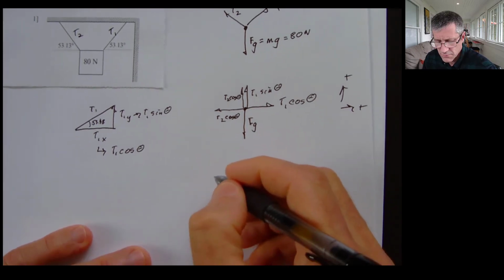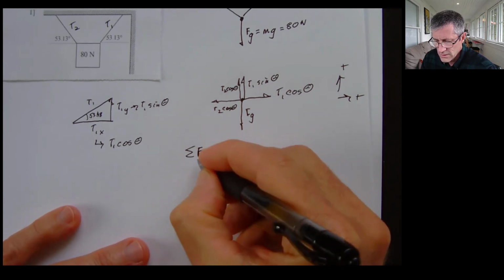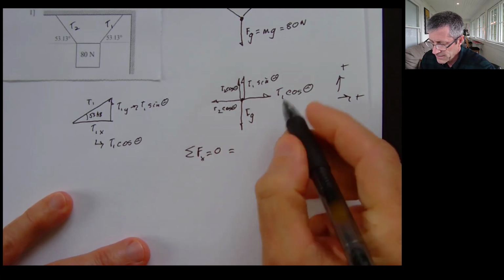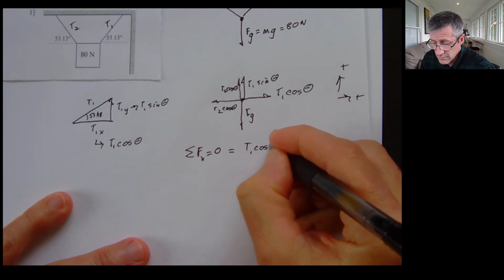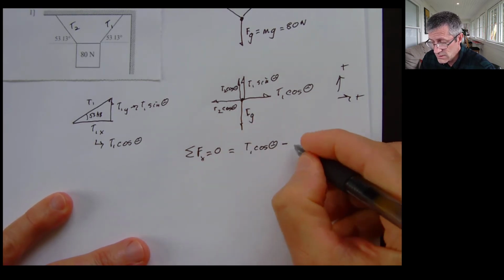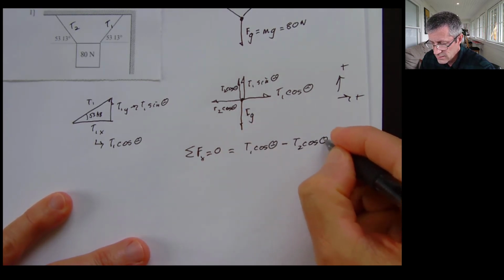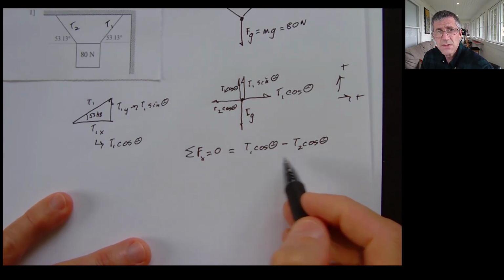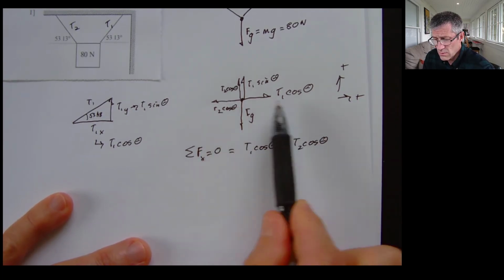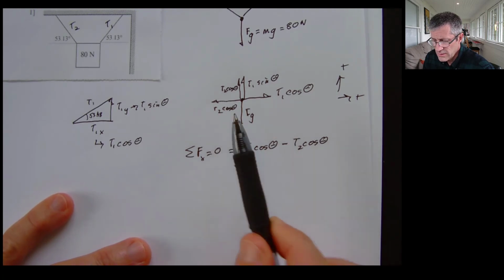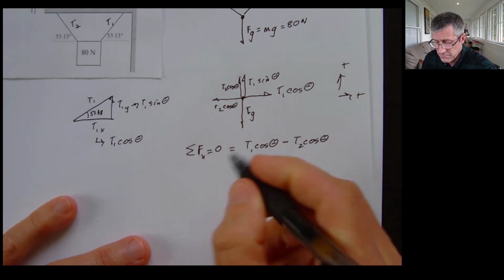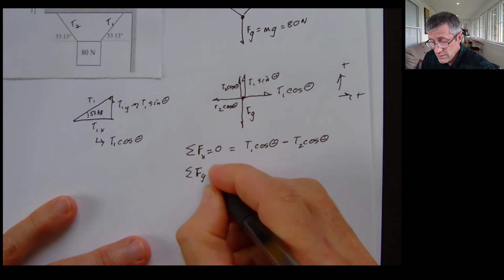Now I'm going to sum up my forces. In the x direction, that's going to be 0. So I'm going to have T1 cosine theta positive, and T2 cosine theta going in the opposite direction, which is negative. These add up to 0, which means these are equal, and hopefully that makes sense to you. My horizontal forces must balance, so it's not so helpful. Really, I can't use that mathematically.